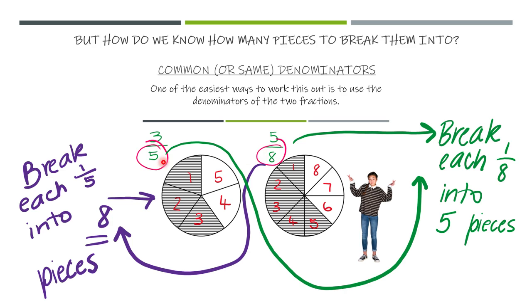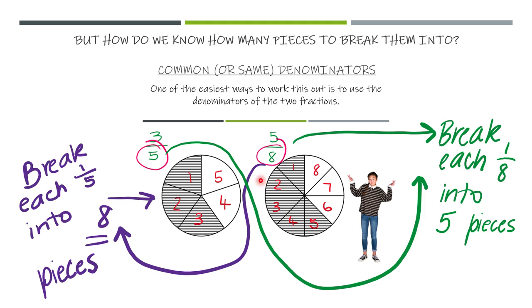So for each of these 5, I'm multiplying it by 8. So 8 plus 8 plus 8 plus 8 plus 8, 5 lots of 8. And over here, I'm going to use the denominator from the other number, and that's 5. So I'm going to make each of these into 5. 5 plus 5 plus 5 plus 5 plus 5 plus 5 plus 5 plus 5, or 8 times 5. So I've got 8 lots of 5 and 5 lots of 8.